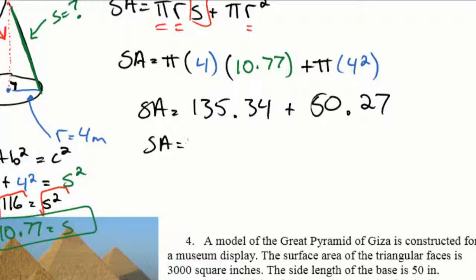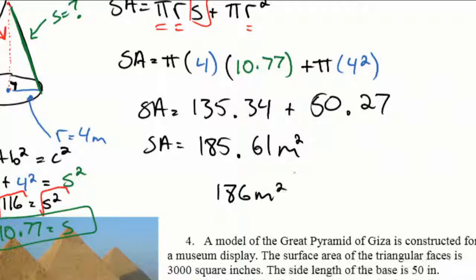Surface area, and I end up with 185.61. All of my units in my question were given as meters, and in this case I'm finding a surface area, so I end up with meters squared. It asks to the nearest meter, so the answer that it's actually looking for is 186 meters squared, rounding to the nearest meter.